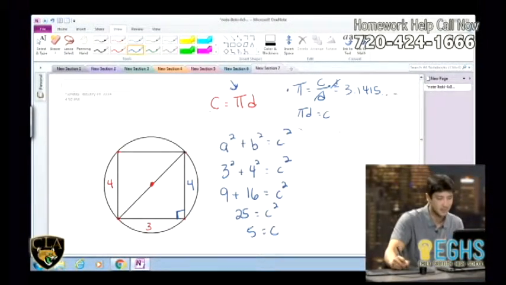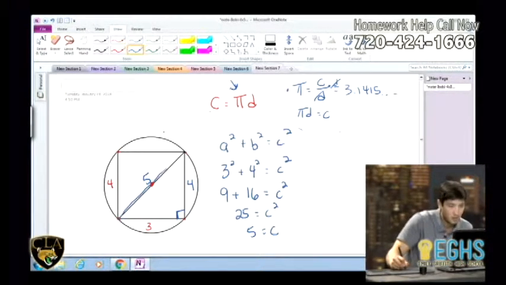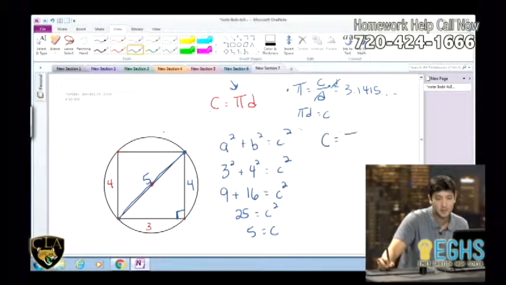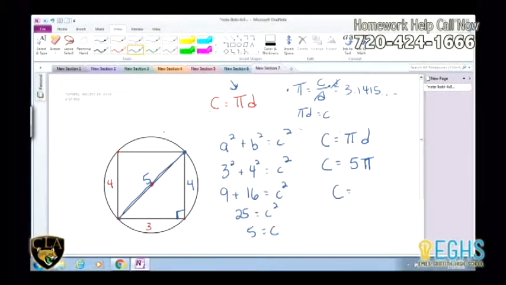Is that making sense? Yeah. Okay. So now you know this entire diameter from here all the way over here is 5. We know the circumference is pi times the diameter. So the circumference of this circle is going to be 5 pi. Or if you did it in your calculator, it's going to be approximately 15.70 something. Does that make sense? Yeah. All right. Thank you so much.